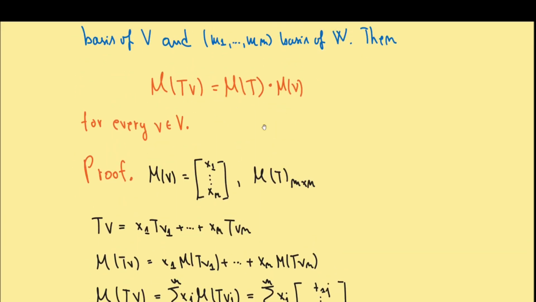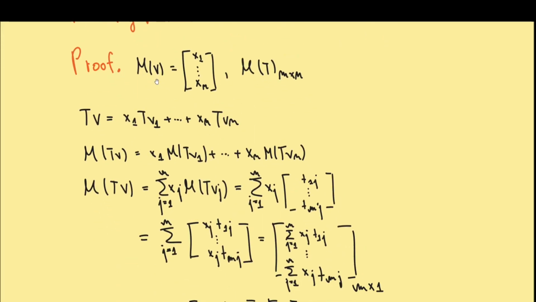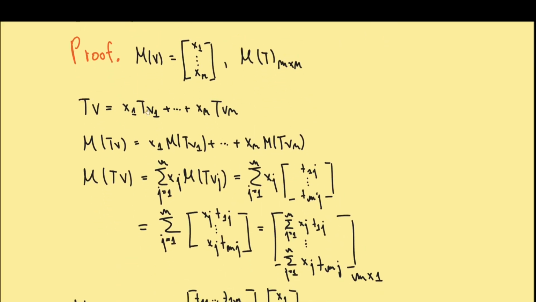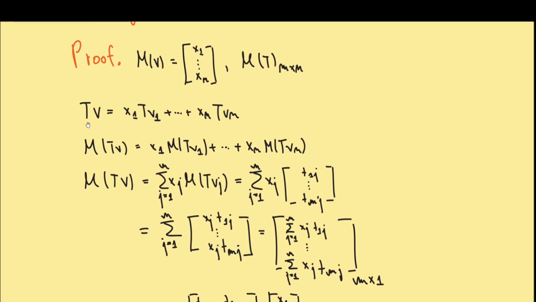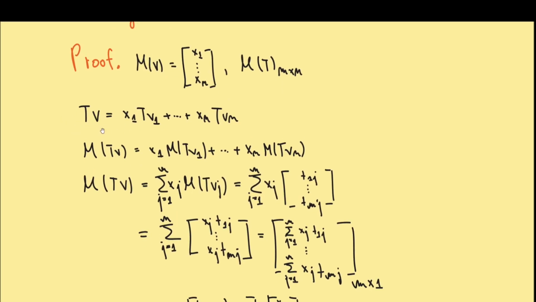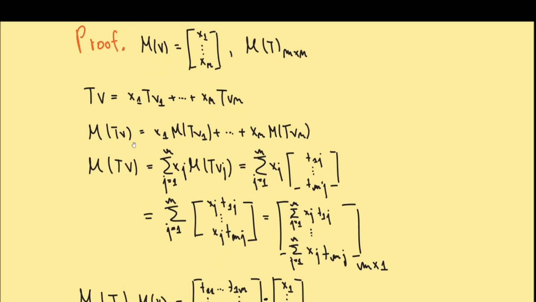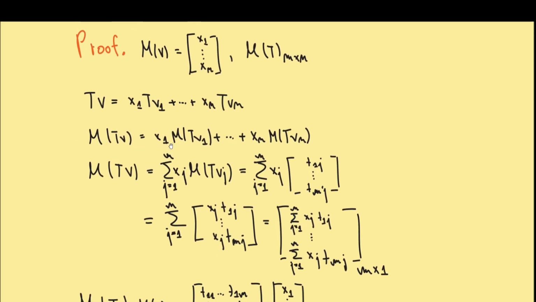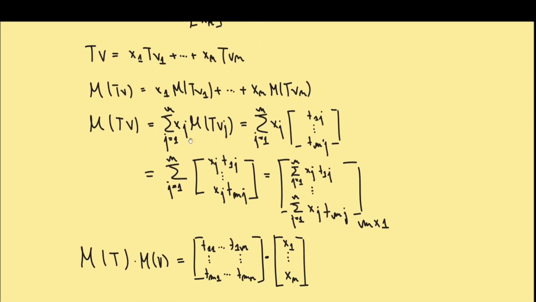So let's show that this holds. So M of V is equal to this. Now, T of V, so T acting upon V, again, is equal to this. And now we take the matrix of this. So the matrix of this is equal to, well, these are scalars, so the matrix operator doesn't do anything, so we're just left with this sum over here. So we write it like this, with the summation notation.